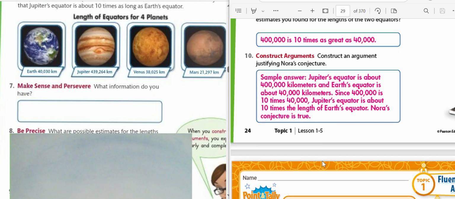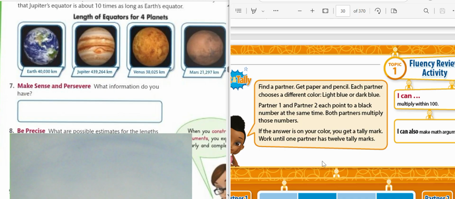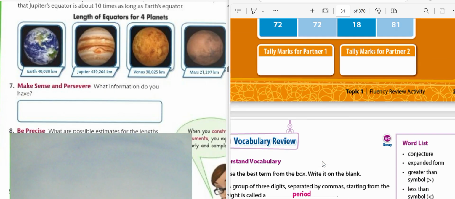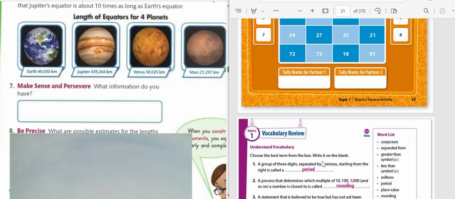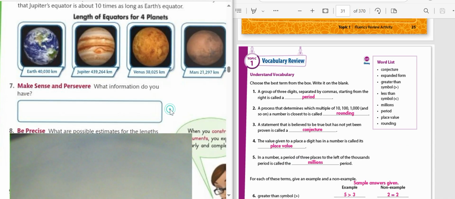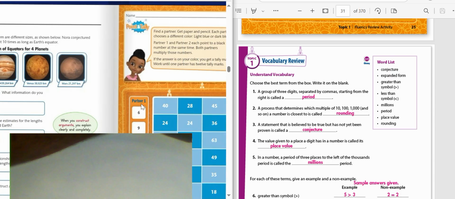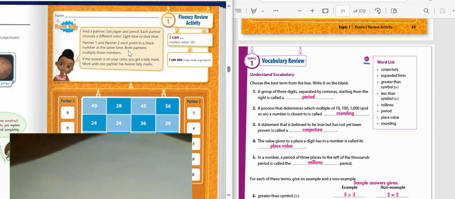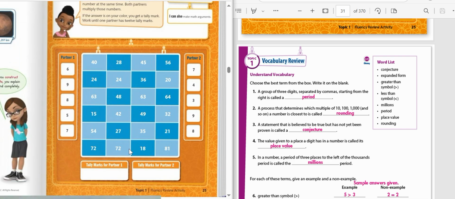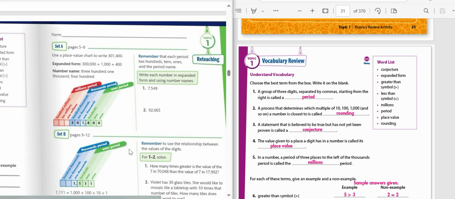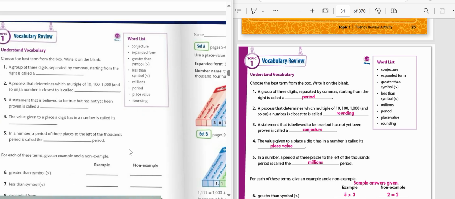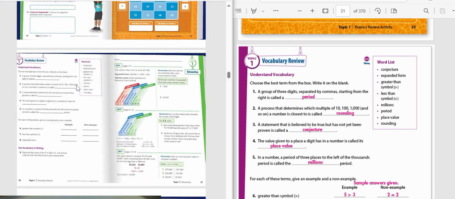Okay, it was question 25. Last lesson. Okay, next page. Next page here, lesson vocabulary. You must know the vocabulary here about the new topic. Now here, fluency review. Okay, these are review questions about the lesson. Topic number 1, vocabulary review, word list: conjecture, million, and period. Okay, I will explain this new topic next time, inshallah.